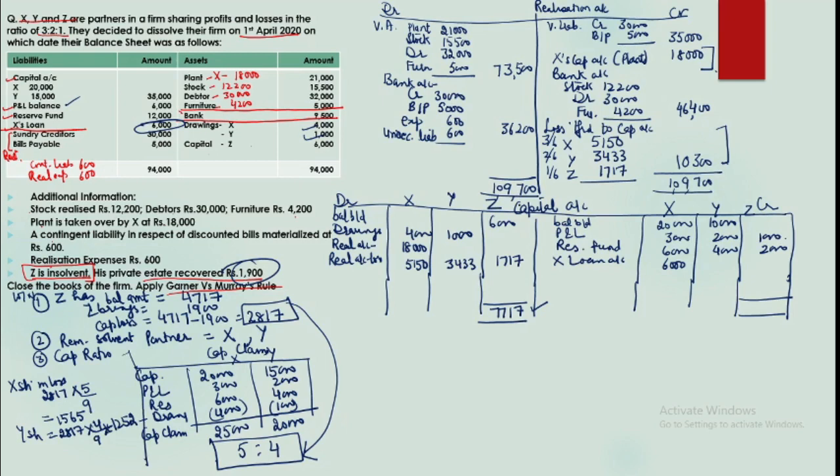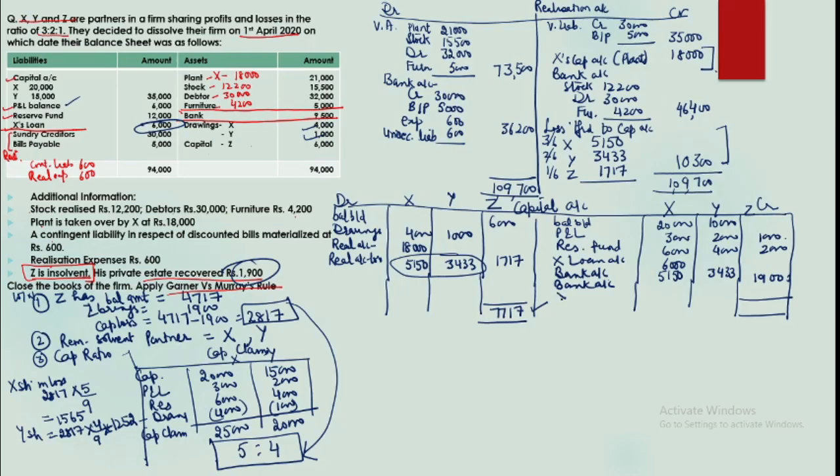Now coming to the accounting part. So the ruling says that first of all these partners will be asked to make up for the realization loss. So they need to bring this much amount in cash. Then you will give them the loss. So now we'll ask Z to bring in the amount that he can bring. So he can bring 1900. So we'll ask him to bring this.